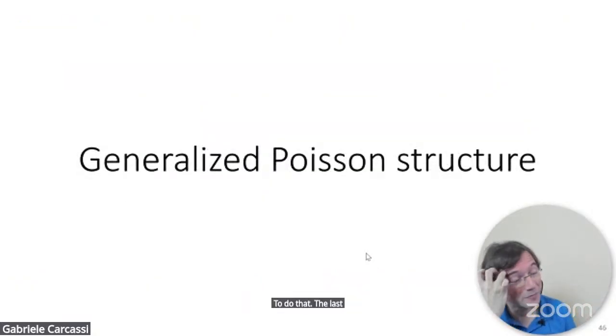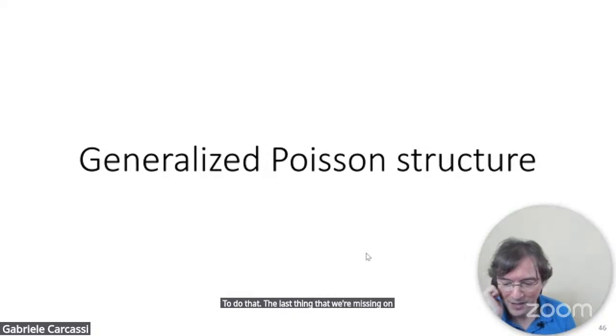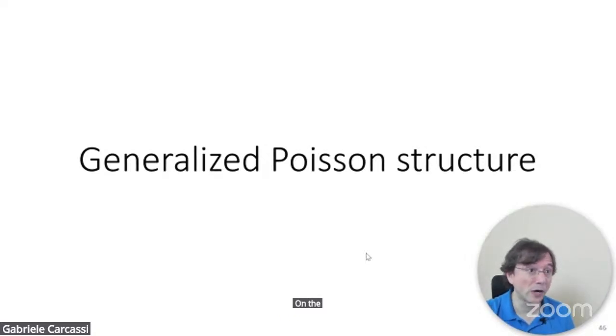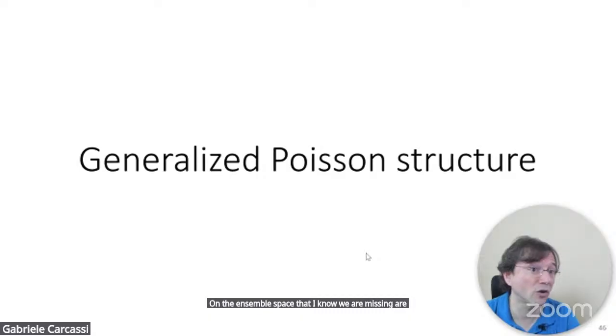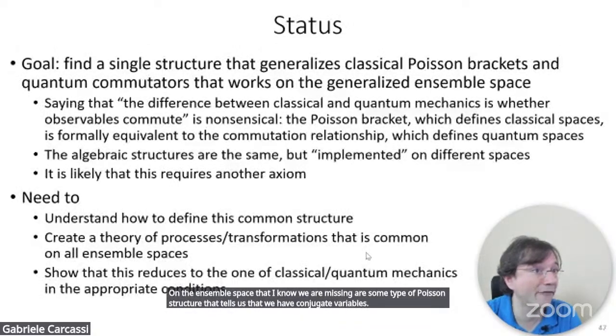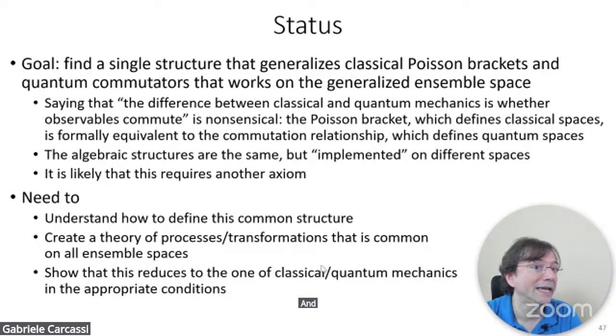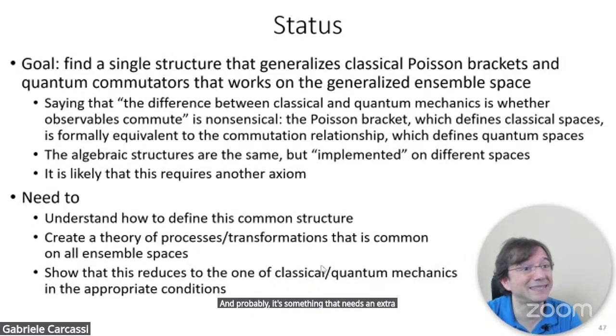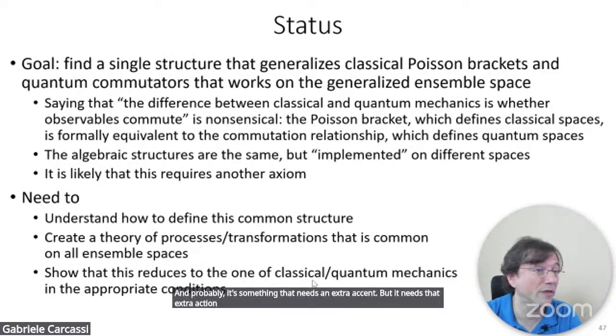The last thing that we're missing on the ensemble space is some type of Poisson structure that tells us that we have conjugate variables. I do not have a way to do that right now, and probably it's something that needs an extra axiom, but it needs an extra axiom that is compatible with the things that we're already doing.